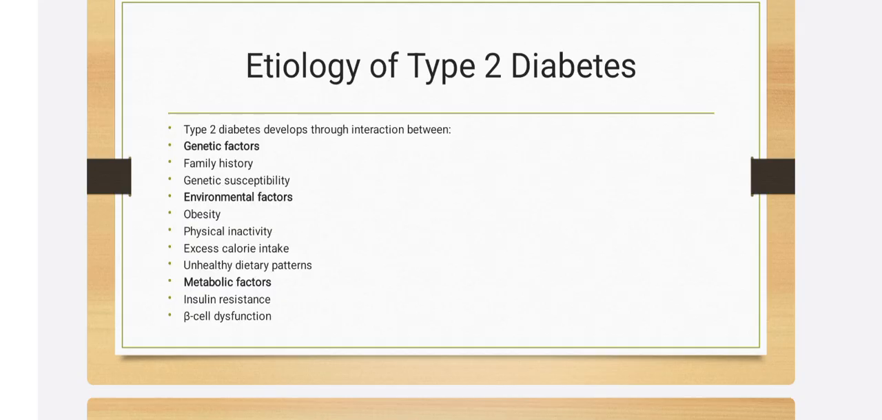Obesity, particularly increased visceral adiposity, contributes significantly to insulin resistance. Physical inactivity also reduces insulin sensitivity. An unhealthy dietary pattern and excess calorie intake can contribute to weight gain and metabolic dysfunction. Over time, insulin resistance places additional stress on pancreatic beta cells. Initially, the pancreas compensates by producing more insulin. Eventually, beta cell function declines. Therefore, type 2 diabetes can be viewed as a progressive disorder involving both insulin resistance and beta cell dysfunction.